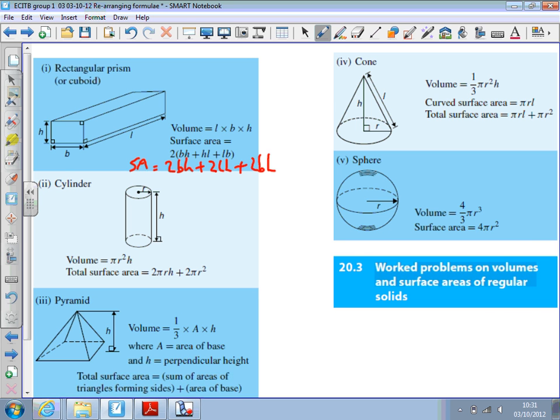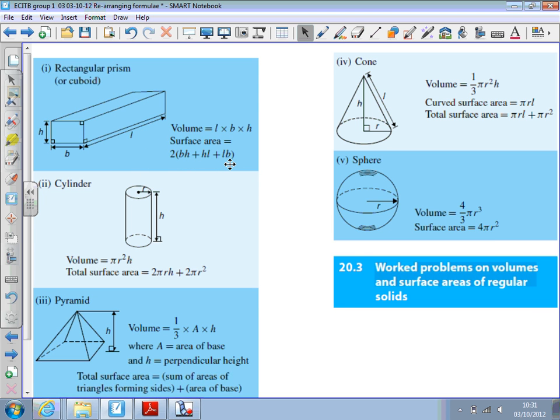And then, you remember we talk about these little algebraic things. What's common to each of these terms, which element is common to each of these terms? 2. So I can take that outside a bracket, and I'm left with BH plus HL or LH plus BL. Okay? In other words, that formula there. So that's how it's arrived at.